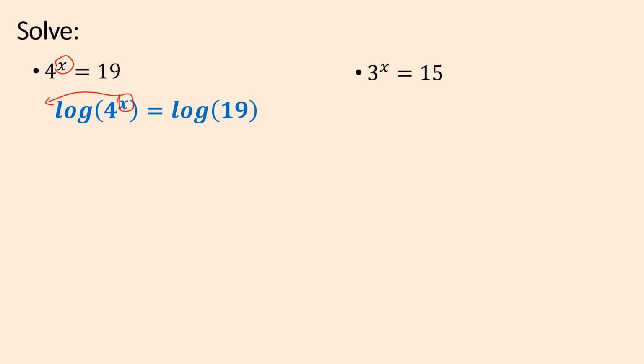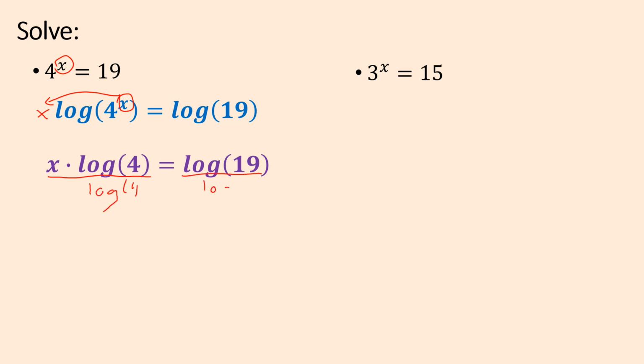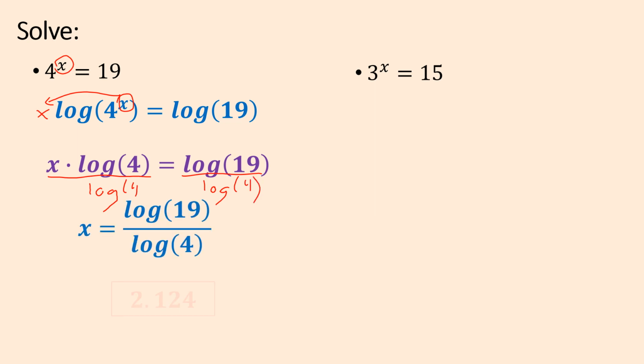So this is what we're going to do. We're going to take the log of both of these sides of the equation. Log of 4 to the x power equals log of 19. When we do that, we can take that x and move it out here. So now we have x times log of 4 equals log of 19. Divide by log of 4 on both sides. And we get our answer, 2.124.